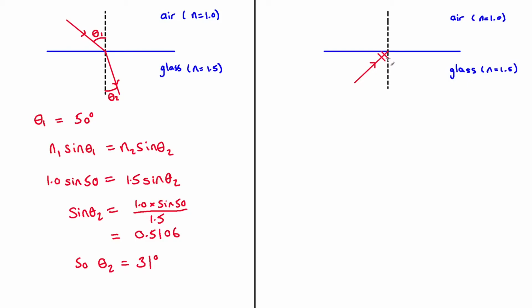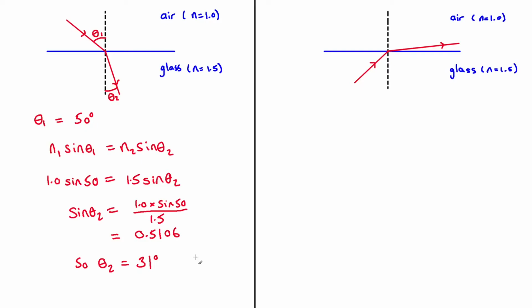This side is still travelling slowly in the glass, so this side of the wavefront will overtake this side. Okay, this side here will overtake this one because it's moving faster in the air, and that's going to bend the light away from the normal. So if it's refracted out of the glass, it will be refracted like that.